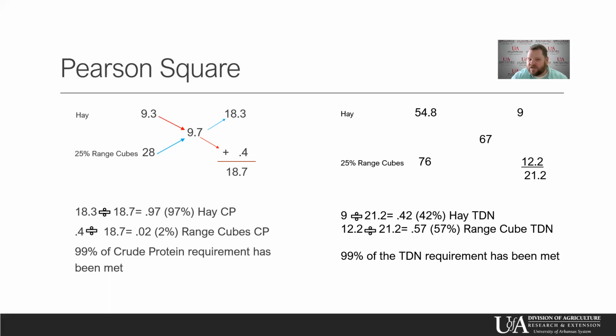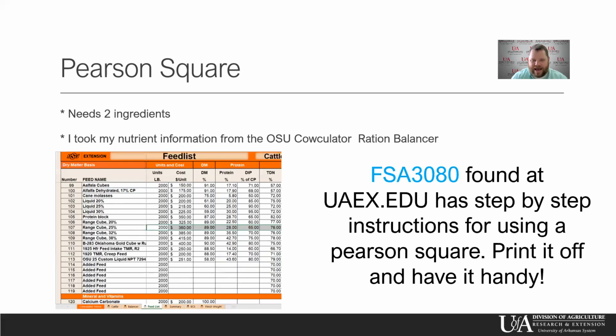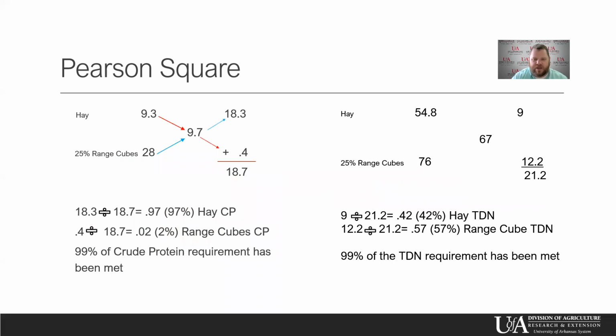I actually had originally done more steps to this, but I think that it's a little more confusing. So if you need more information on the Pearson Square, I highly encourage you to go to FSA 3080. But I think the example that we did today should be able to help you to see just a general gist of what you need, or make sure that what you're mixing isn't totally off, okay?